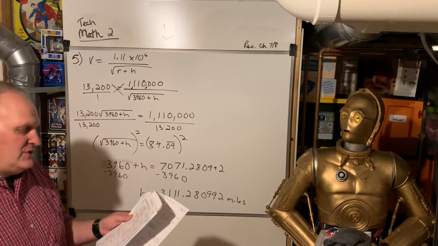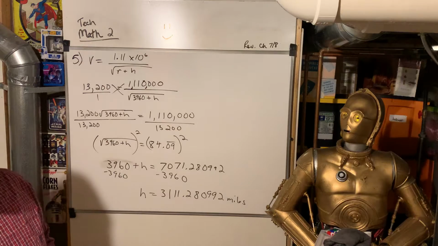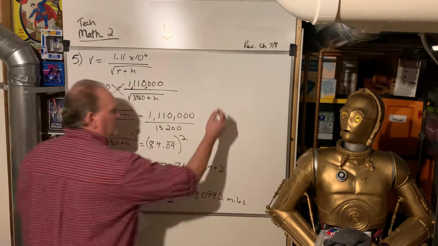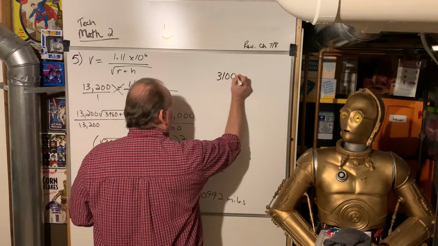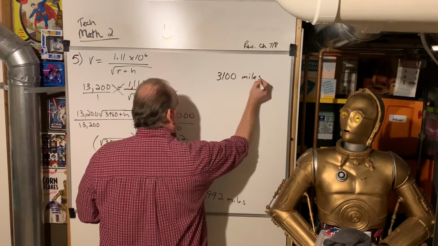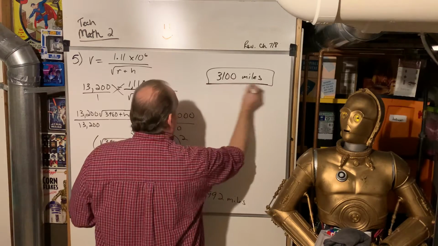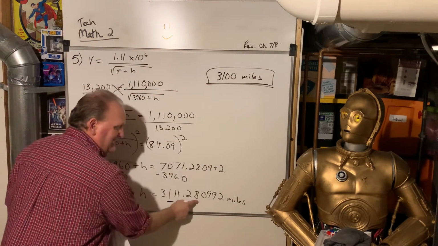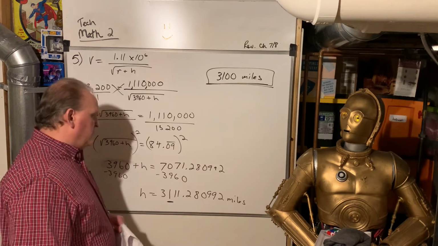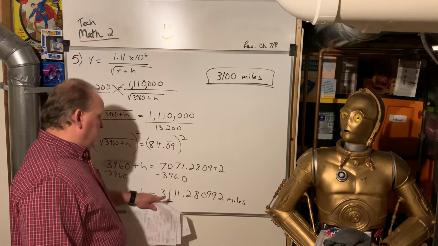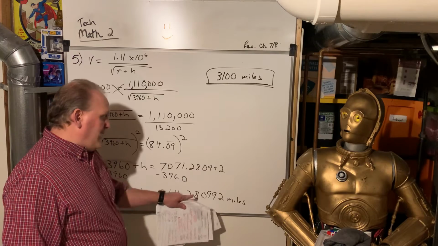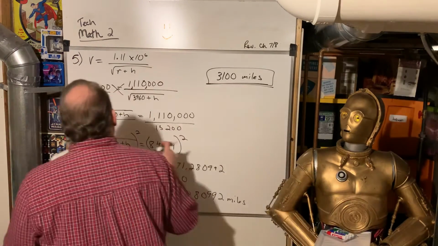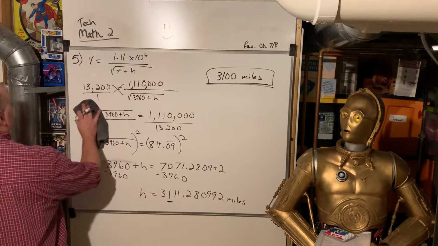They said round to hundreds. So hundreds place is right here. That's 3,100 miles. That's always tricky when they say hundreds because you're used to hundredths, you know. So if you put down 3111.28, you made a common error. All right, so make sure to read carefully what they want you to round to. So that was 5.